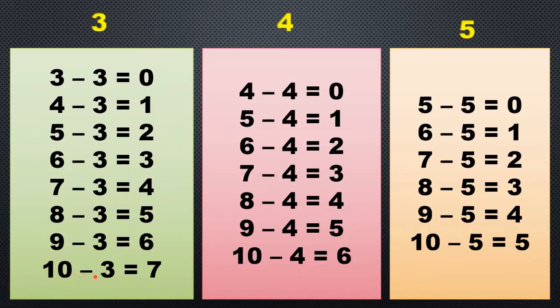Now table of 4. 4 minus 4 is equal to 0. 5 minus 4 is equal to 1. 6 minus 4 is equal to 2. 7 minus 4 is equal to 3.